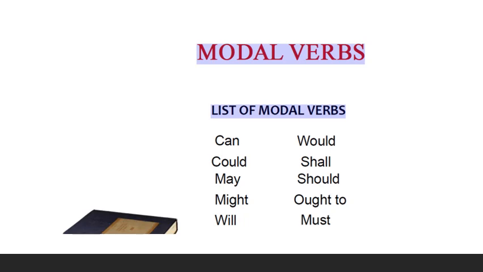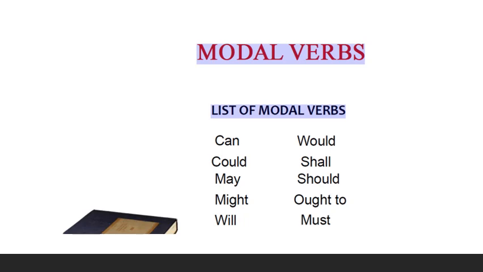Coming to may, as we all know, it is used for permission. May I come in, sir? Or may I have another cup of coffee? And possibility also: I may finish my homework by evening. Then coming to might. Might is just used for possibility. They might be eating their dinner now. So it is a possibility, right?